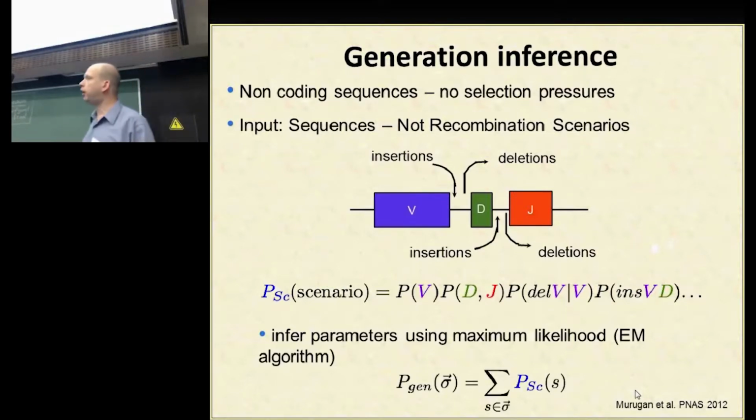So eventually we get this probability for a given scenario, and the probability for a given sequence will be just the sum of all possible scenarios. And this gives us what we call the generative model, a model that gives probabilities for each sequence to be generated. And this is a different model.